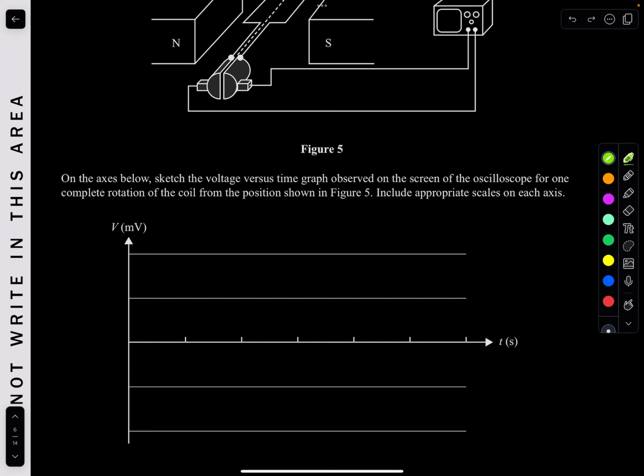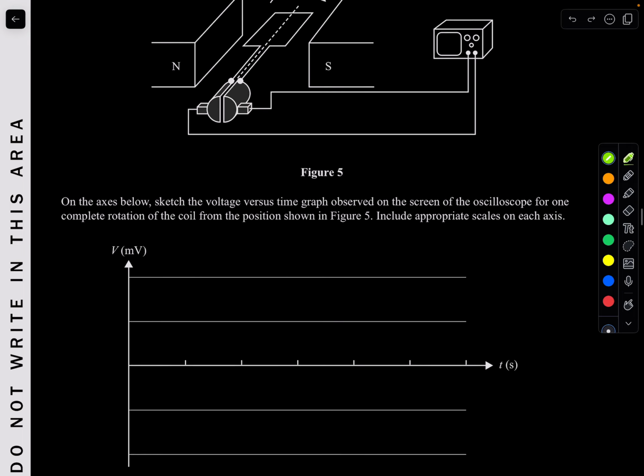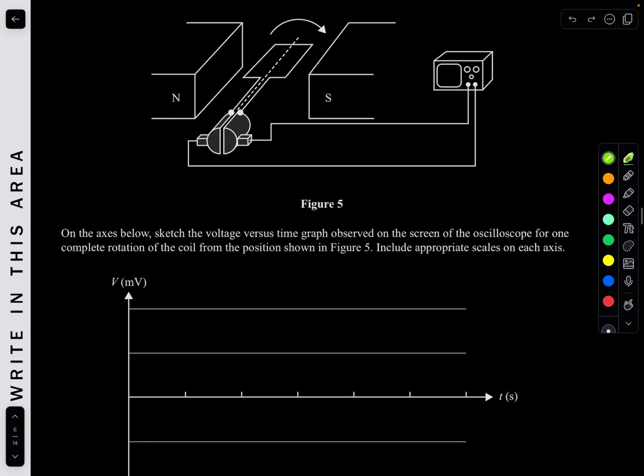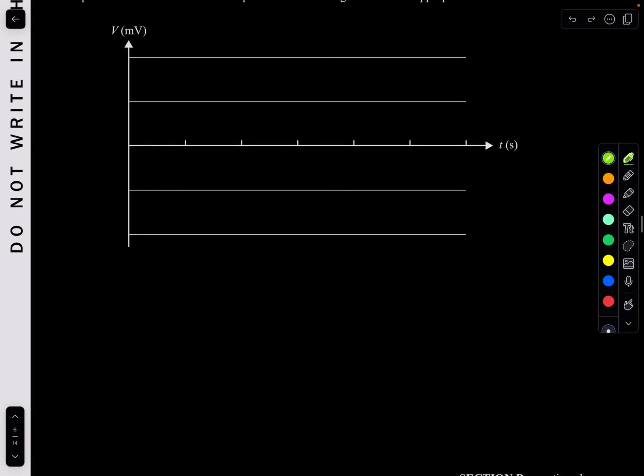On the axis below, sketch the voltage versus time graph observed on the screen of the oscilloscope for one complete rotation of the coil from the position shown in figure 5. Include appropriate scales on each axis. And so how many marks is that? 3 marks. Wow.